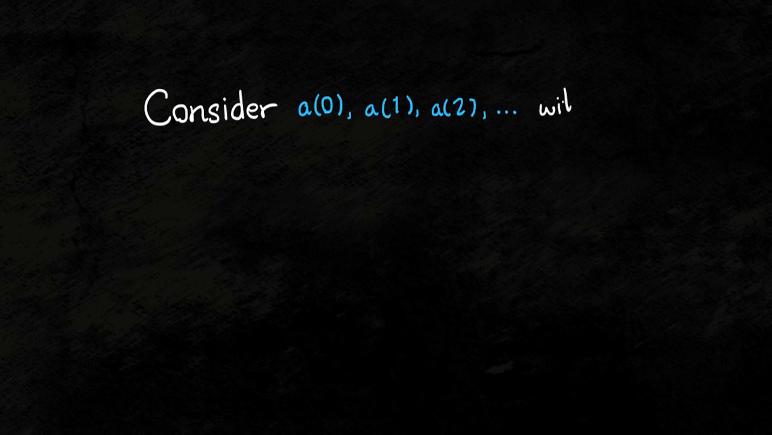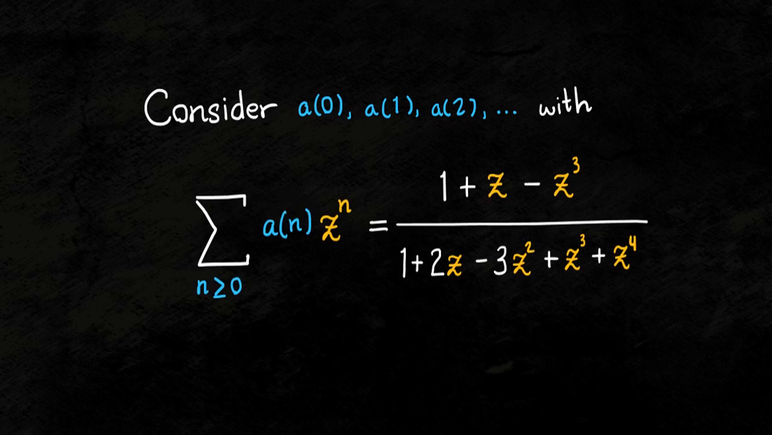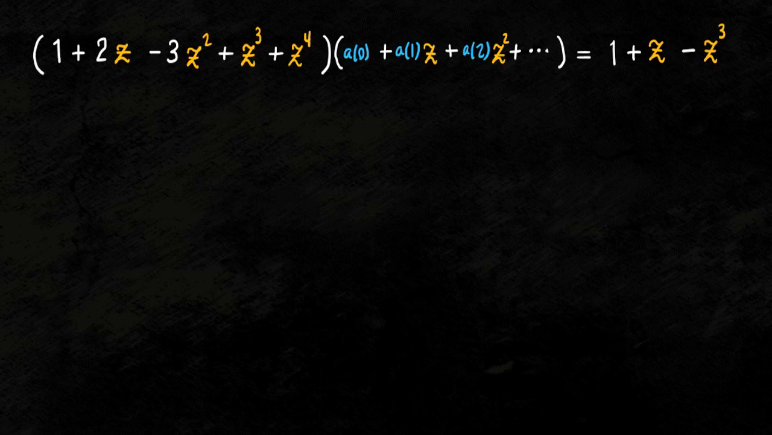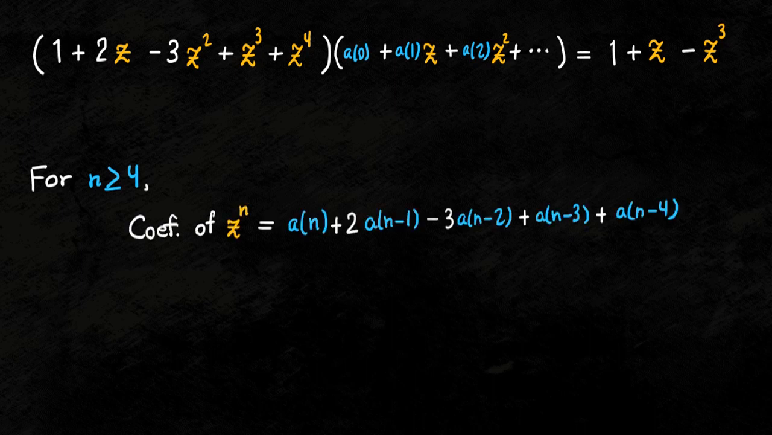To convince you a little bit more, we will look into a more complicated example. Suppose that our mysterious counting sequence has this giant generating function. Using the same technique, we can recover all the terms in our sequence. We first rearrange and then expand. For n greater than or equal to 4, the coefficient of z to the power of n is this. And since the degree of the right side is less than 4, this coefficient will always be 0, and hence giving us the linear recurrence relation.